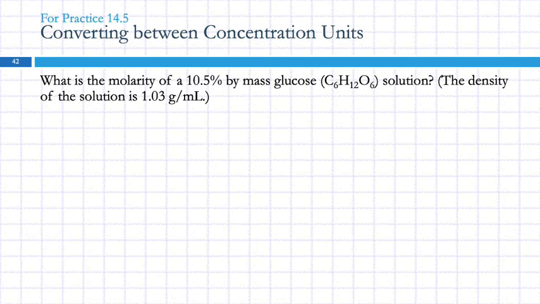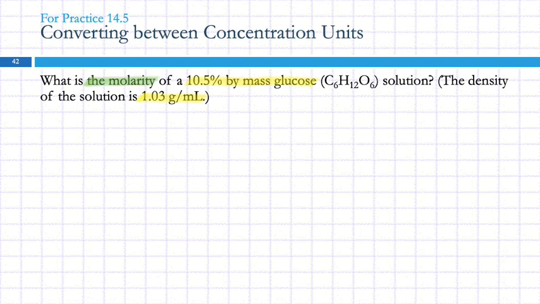Here's another question. What is the molarity of a 10.5% by mass glucose solution? The density of the solution is 1.03 grams per milliliter. Just really hung up on sugars here. Not sure why, but. So that's the percent by mass of glucose, and here we have the density. And they're asking us to find the molarity. This one's a little bit tricky.